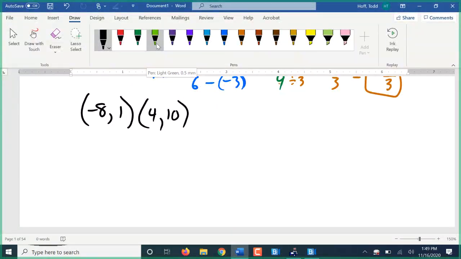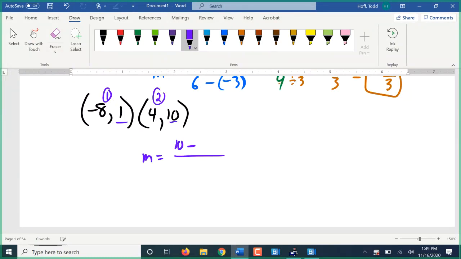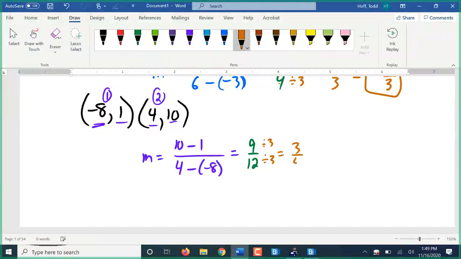Let's take a look here. I call this point 1 and point 2. My slope: y2, which is 10, minus y1, which is 1, over x2, which is 4, minus x1, which is negative 8. 10 minus 1 is 9. 4 minus a negative 8 is actually a positive 12. Both divide by 3. That gives me a slope of 3/4.